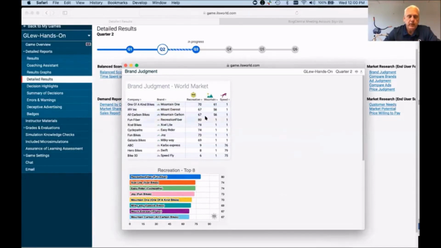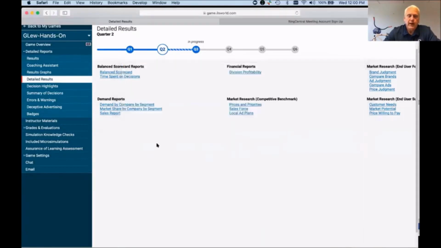In the mountain segment, there are 3 teams in that segment. None of us have done well, including myself. And then in the speed segment, we can see who's leading. 3 teams are in that. So I can see absolutely everything that the students can see.